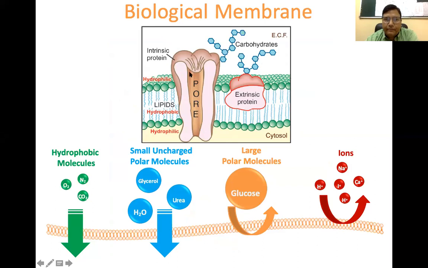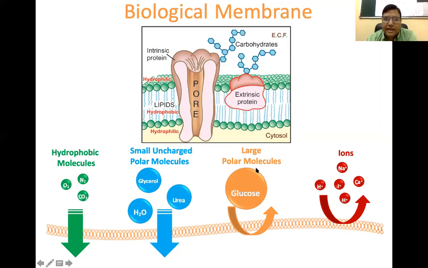And then there are certain proteins known as the extrinsic proteins or the intrinsic proteins which traverse the cellular biological membrane. So the hydrophobic molecules can easily cross this biological membrane since it is a lipid bilayer. And the small uncharged or the polar molecules also can easily cross this biological membrane. But the larger polar molecules or the highly ionized molecules are not easily transported across this biological membrane.